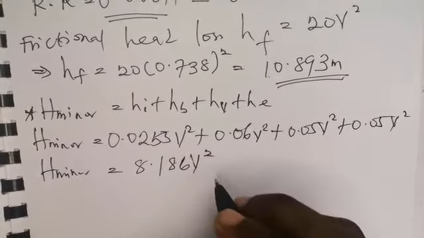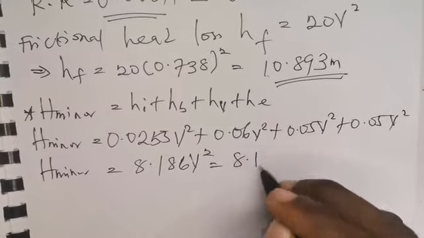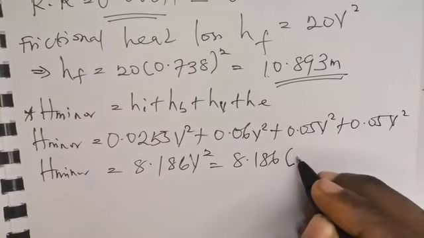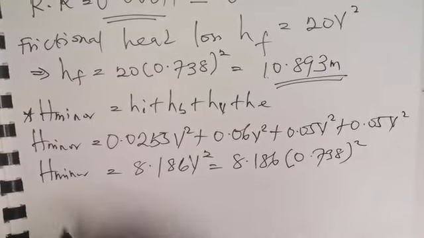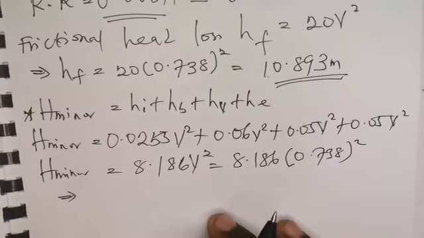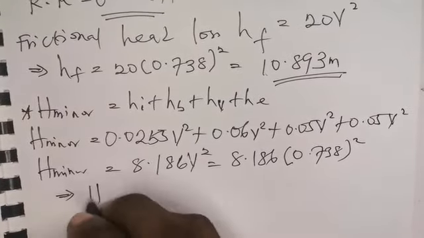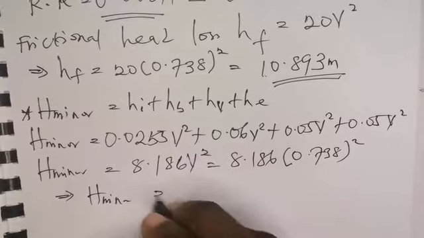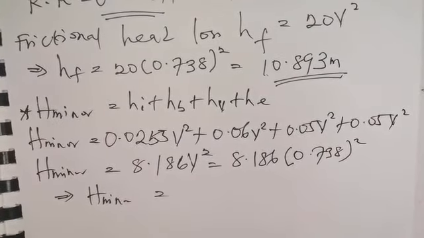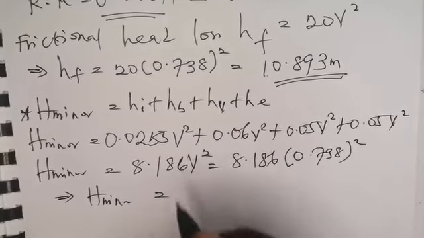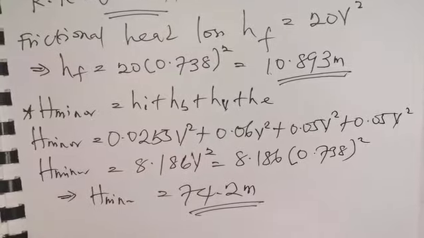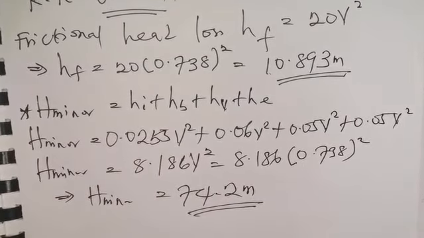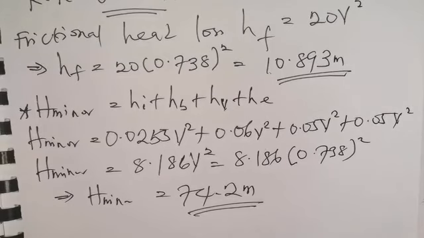Now we know the value of V, so this becomes 8.186 times V squared, where V is 0.738, all squared. So this simply implies that the minor head loss is now equal to approximately 74.2 meters. So this is the sum of the minor head loss, 74.2 meters.